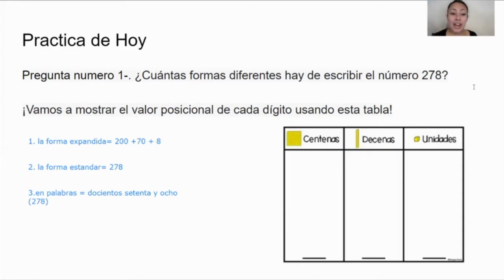Toma un momento para escribir esto en tu caja número 2 en tus notas, en tu papel. Y pueden decir listos cuando están listos. Les doy un momento. ¿Están listos? Perfecto. Seguimos con número 2.